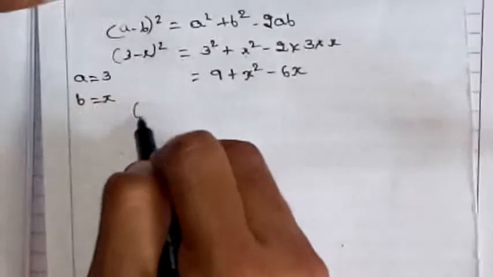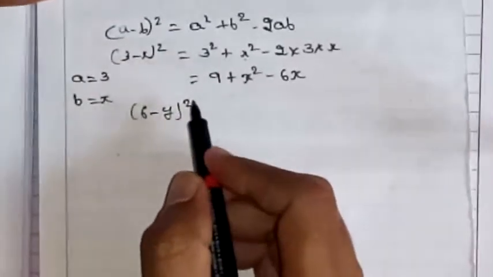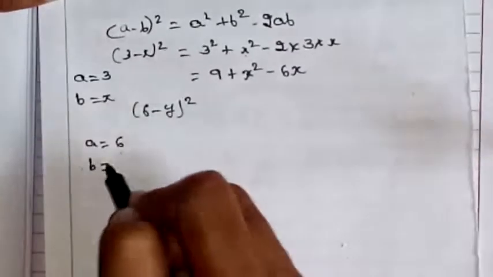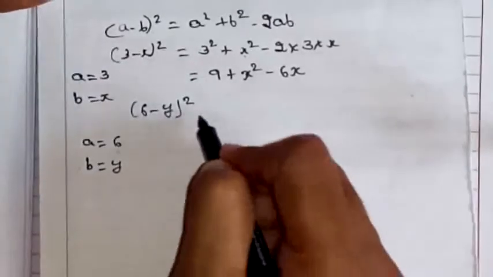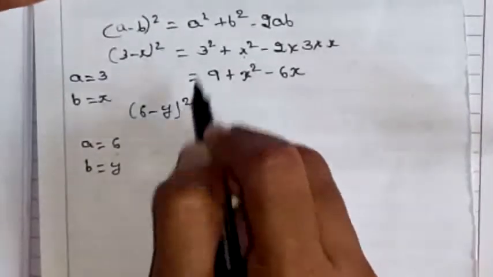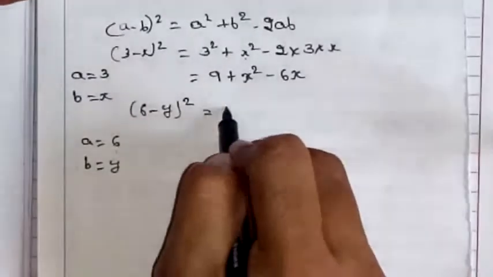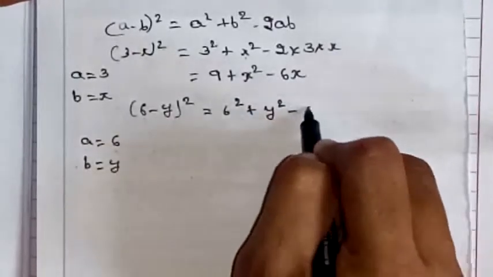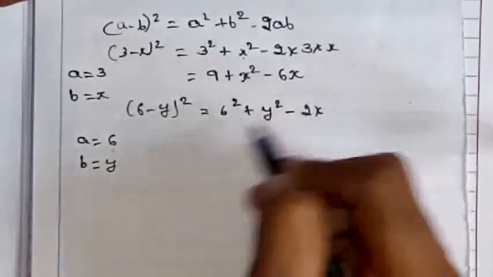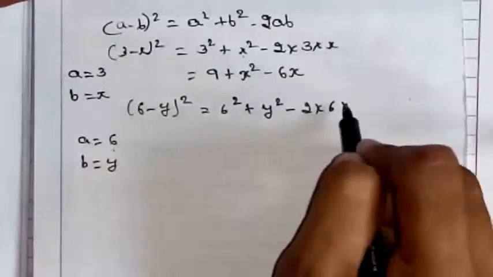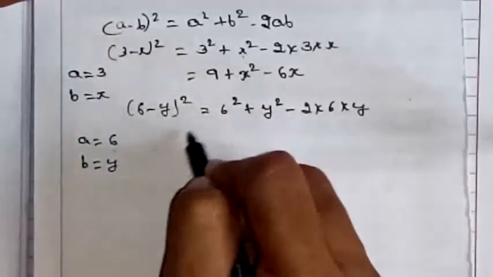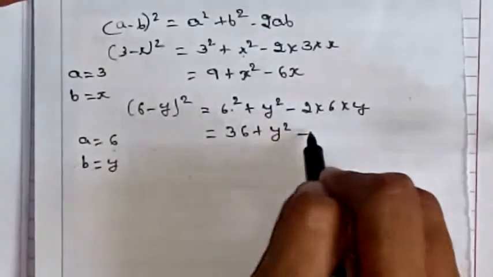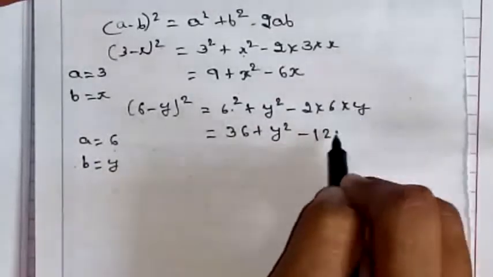So (6 - y) whole square, right? So what is the value of a here? a is nothing but 6. What is the value of b? b is nothing but y, right children? Now simplify this, that's equals to a square, a is nothing but 6, so therefore 6 square plus b value is y, so therefore y square minus 2 into a is nothing but 6 into b is 2ab, so b is y. Now simplify this. 6 square is 36 plus y square minus 6 times 2 is 12, into y is 12y.